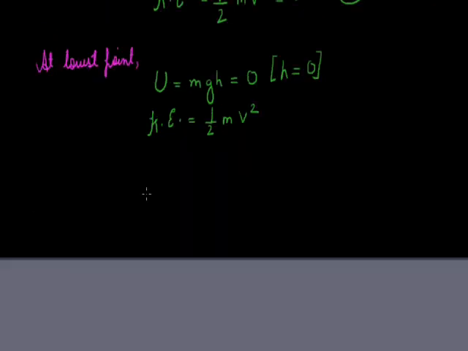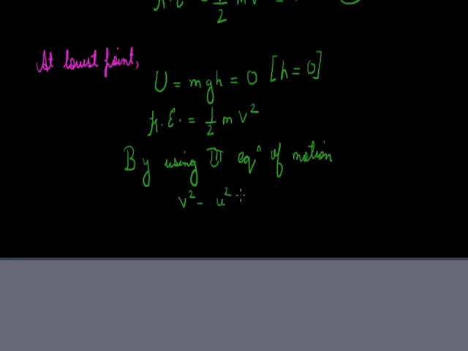mv square. Now, by using third equation of motion, we can write v square minus u square is equal to 2gh. Here v is the final velocity, u initial velocity, g acceleration due to gravity, and h is height from where the body is falling. So in this case we have considered that body was initially at rest. So v square will be equal to 2gh as u is equal to 0.